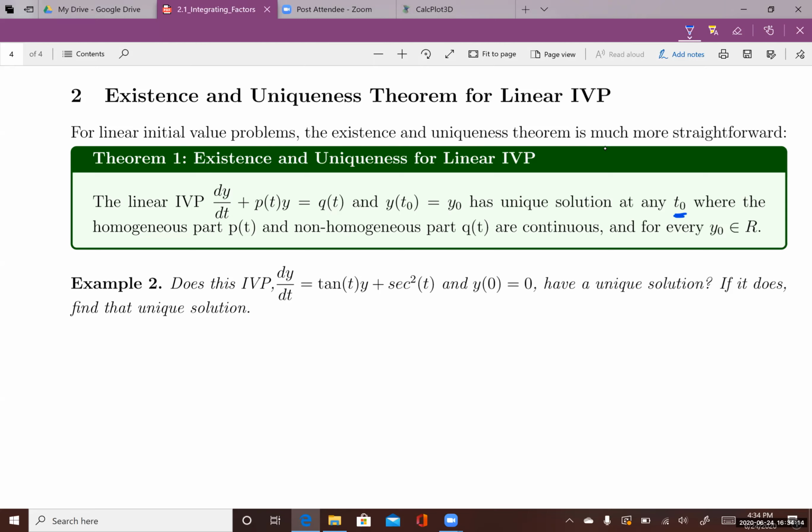And for every y0 that is a real value. It is saying that as long as your starting point is a point where P of t and Q of t are continuous, then this IVP will have a unique solution.